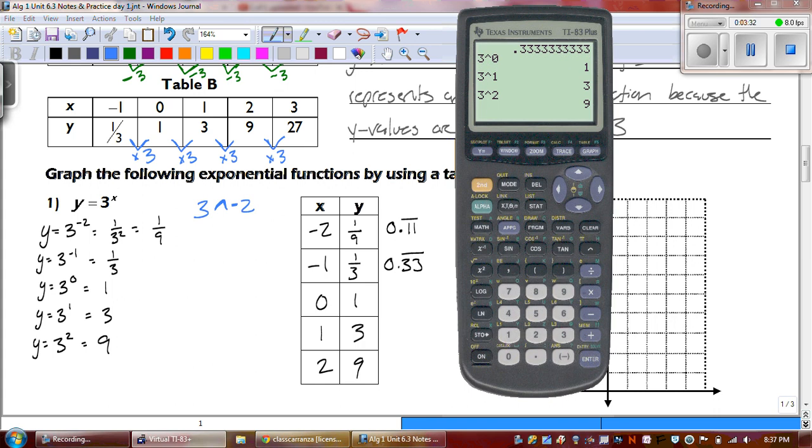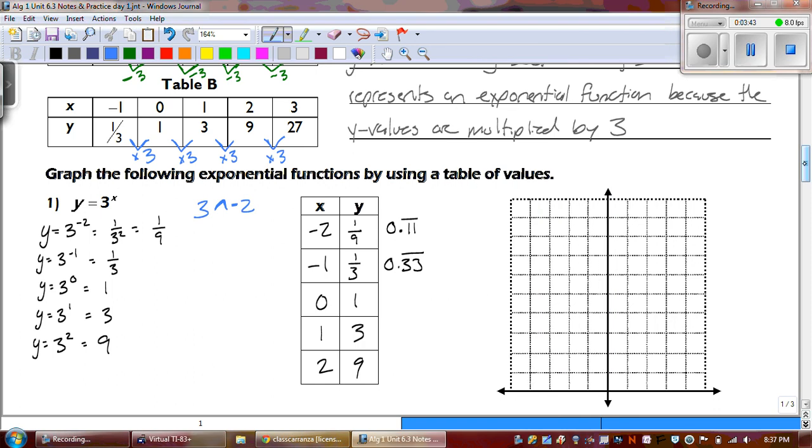There are other ways to do this, but for some of you who are going to be going into advanced algebra 2, you're going to have to do some of this by hand. So it's okay to start practicing now. All right, let's go ahead and graph this. Now, -2 and 1/9, that's kind of hard. -1 and 1/3, yeah, you can do that. You can kind of guesstimate where it goes. But then 0, 1, 1, 3, and then 2, 9.